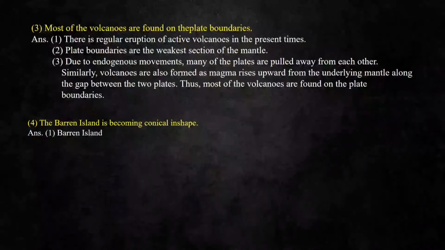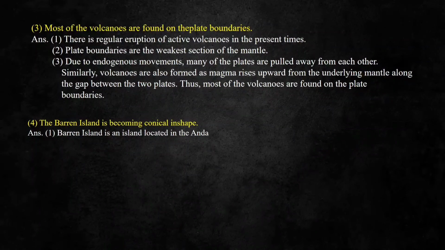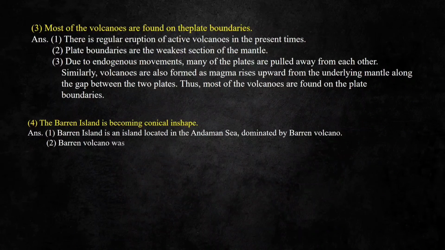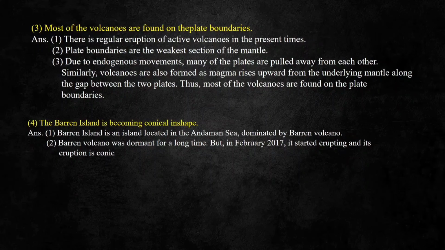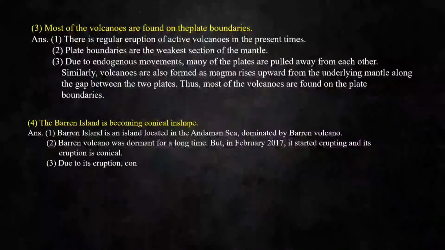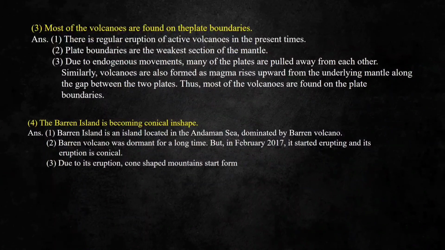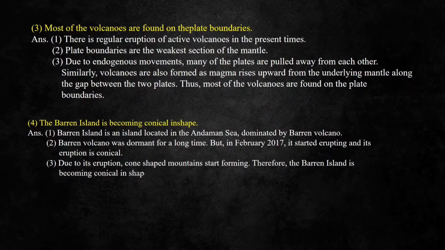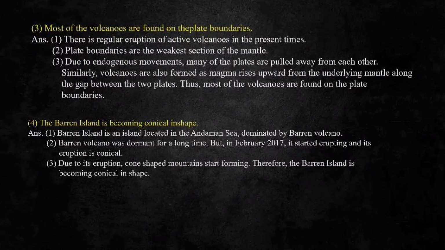The Barren Island is becoming conical in shape. Barren Island is an island located in the Andaman Sea, dominated by Barren volcano. A Barren volcano was dormant for a long time, but in February 2017, it started erupting and its eruption is conical. Due to its eruption, cone-shaped mountains start forming. Therefore, the Barren Island is becoming conical in shape.